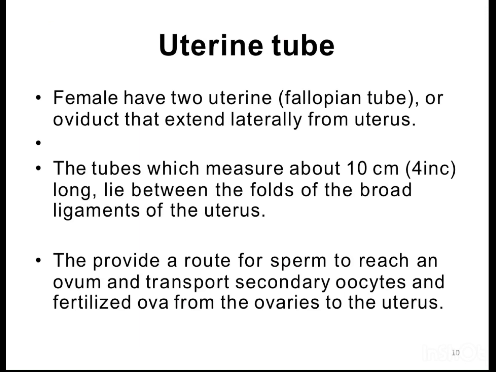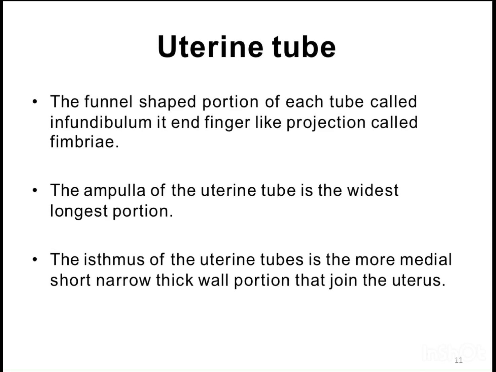Uterine tube. Females have two uterine tubes, also called fallopian tubes or oviducts, that extend laterally from the uterus. The tubes, which measure about 10 centimeters, 4 inches, long, lie between the folds of the broad ligaments of the uterus. They provide a route for sperm to reach an ovum and transport secondary oocytes and fertilized ova from the ovaries to the uterus. The funnel-shaped portion of each tube is called the infundibulum and ends in finger-like projections called fimbriae. The ampulla of the uterine tube is the widest, longest portion. The isthmus of the uterine tube is the more medial, short, narrow, thick-walled portion that joins the uterus.